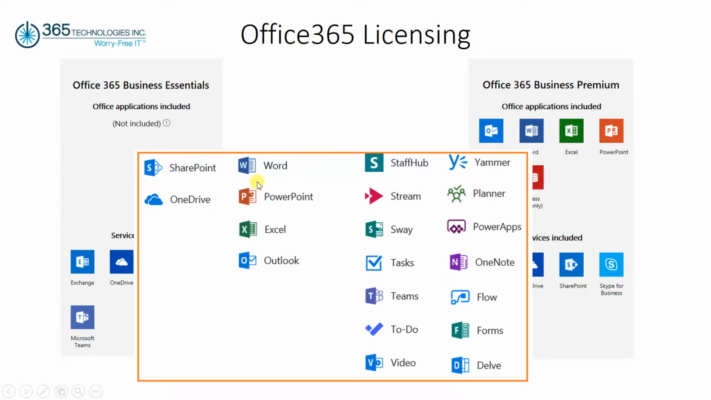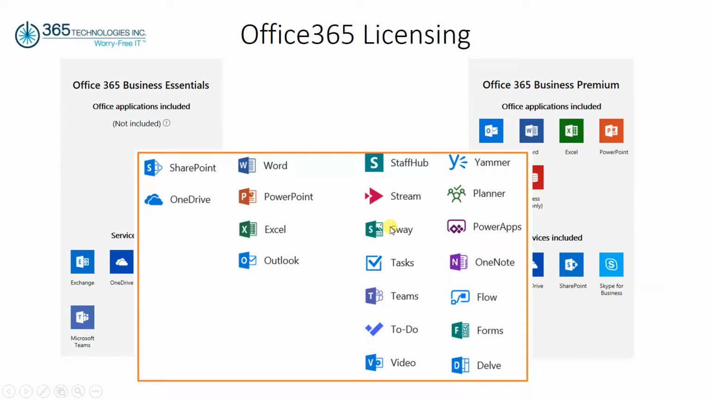Here's the online version of Word, PowerPoint, Excel, and Outlook. So with Office 365 Business Essentials, you get an online version of this, which means you have to be logged into the Office 365 portal to use them. They do work. They're online. You don't get them on your desktop as you would if you got Office 365 Business Premium and installed the applications.